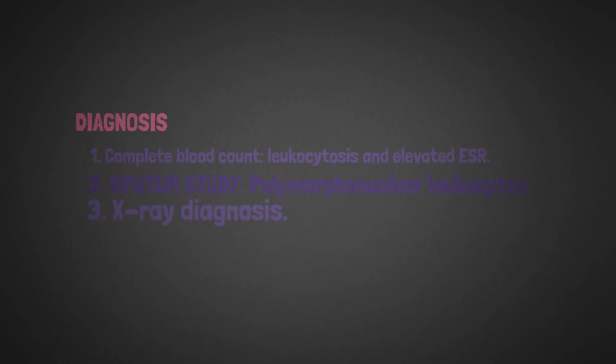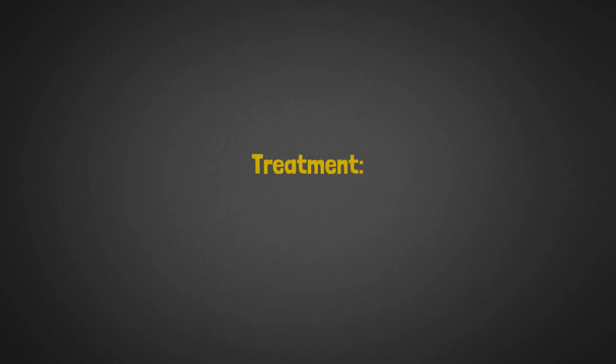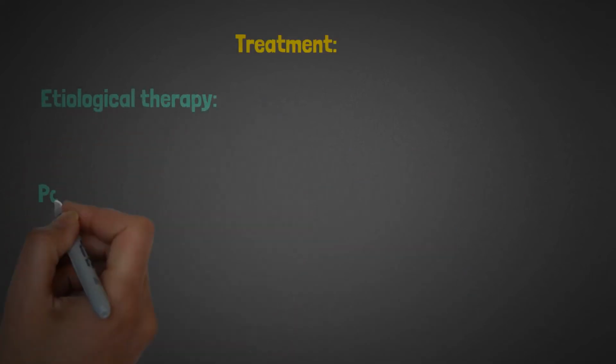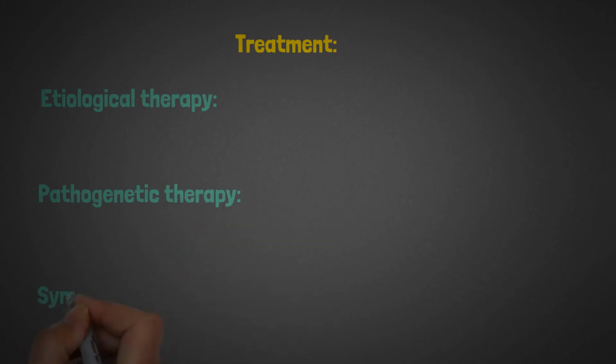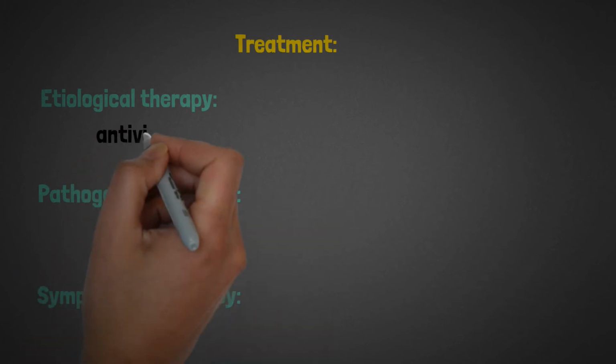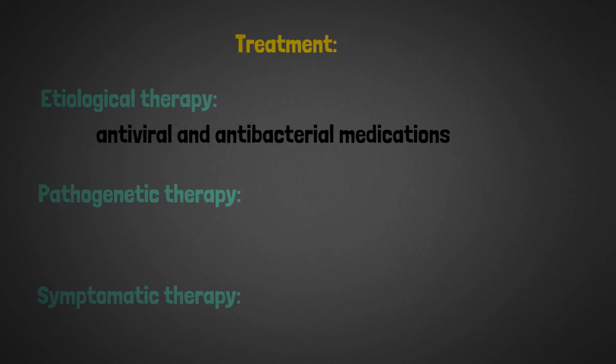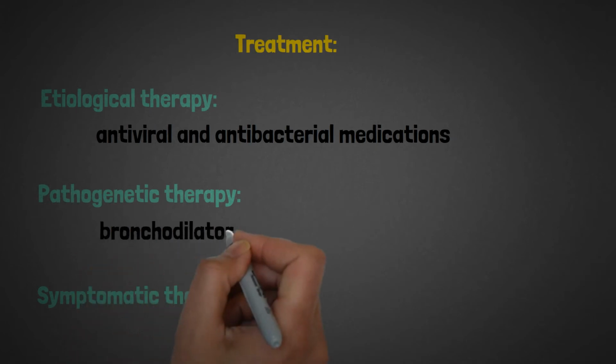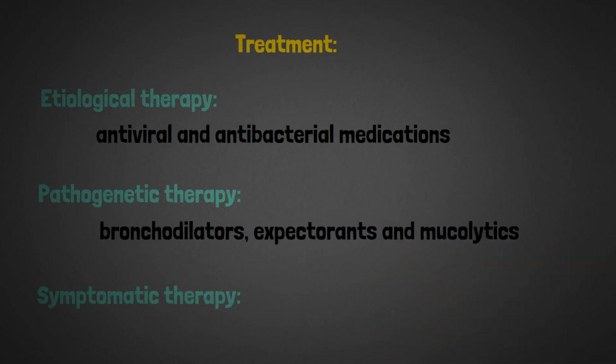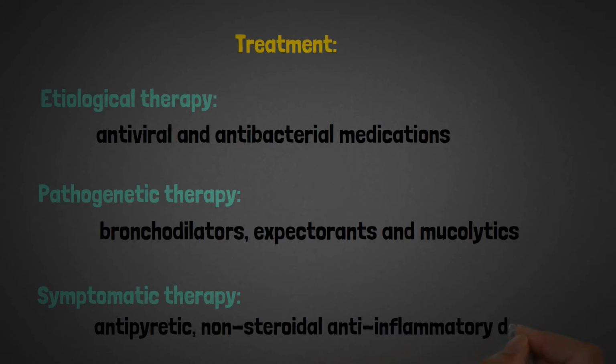The treatment strategy includes etiological therapy, pathogenetic, and symptomatic therapy. For the etiological therapy, antiviral and antibacterial medications are used. In pathogenetic therapy, bronchodilators, expectorants, and mucolytics are administered. In symptomatic treatment, antipyretics are administered in order to treat the temperature, and also non-steroidal anti-inflammatory drugs are administered.